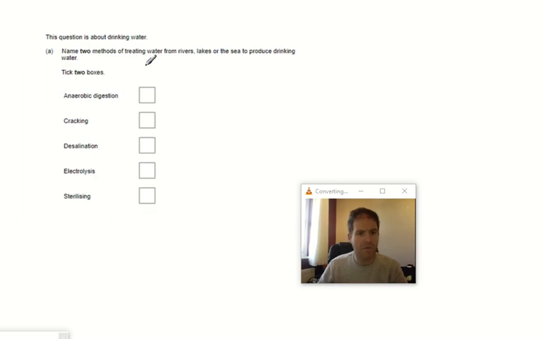Name 2 methods of treating potable water. So the 2 methods that we're going to think about: desalination and sterilization. Name 2 methods, so that means we need to tick 2 boxes. Always make sure you read that and don't just tick 1 or tick more than that. Every one you do extra is going to lose you some marks.